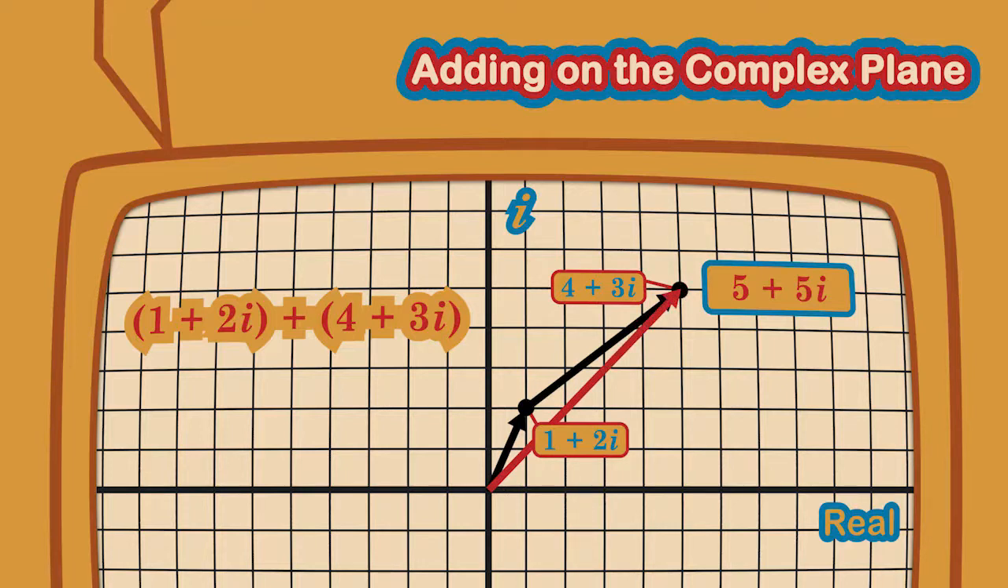For addition, it does not matter which point is graphed first. It is best to graph both points, add the other complex number to each, and draw appropriate vectors. If done properly, the vectors should create a parallelogram that is split in half with the sum vector.